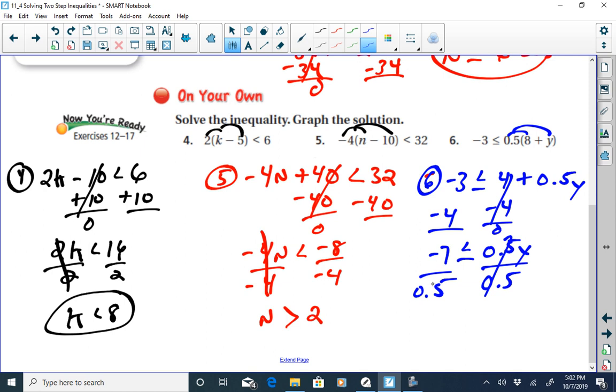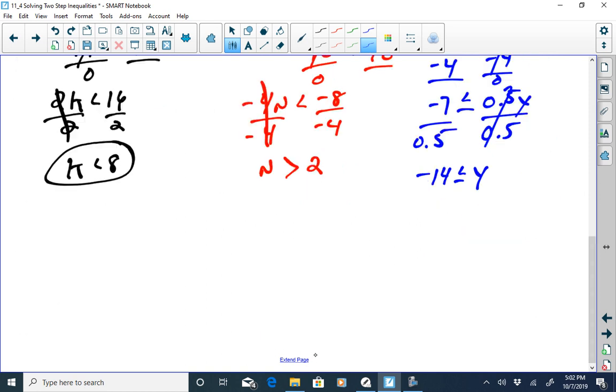What's negative 7 divided by 5 tenths? That's going to be negative 14 is less than or equal to y. This is a reversed inequality. Right? I forgot to graph the last one. A reversed inequality. It's the first one we've had during the lesson.